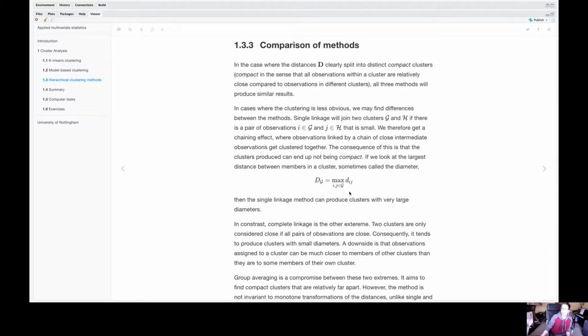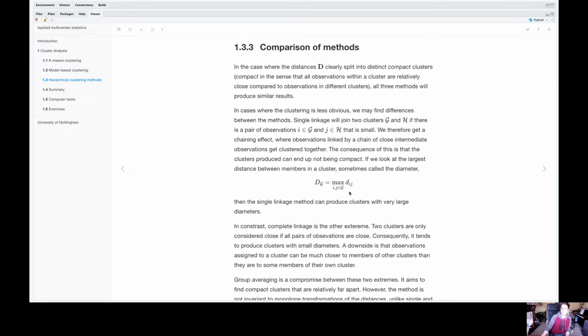So as a consequence, we can end up with clusters that are not very compact. Sometimes one of the quantities people look at in cluster analysis is the diameter of the clusters. If we look at the maximum value of Dij for all the points i and j within that cluster, that gives us the diameter of the cluster. So single linkage methods can produce clusters that have very large diameters and can be very spread out.